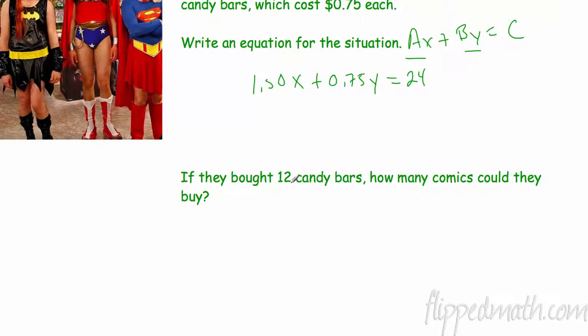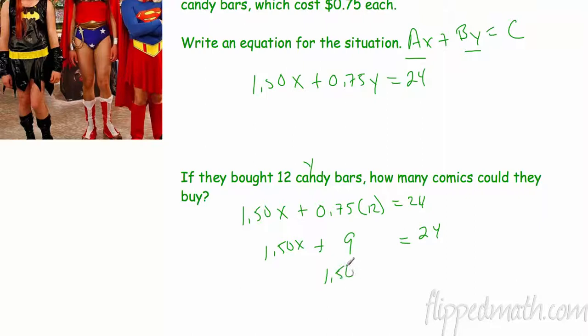All right, if they bought 12 candy bars and the candy bars were y, how many comics could they buy? Well, let's see, 1.50 times x, we don't know how many comic books, plus 0.75 times, we know we have 12 of those, equals 24. 0.75 times 12, I believe that's 9. Subtract 9 from the other side, so we have 1.50x equals 15. Divide both sides by 1.50, and you should get 10 comic books. All right?